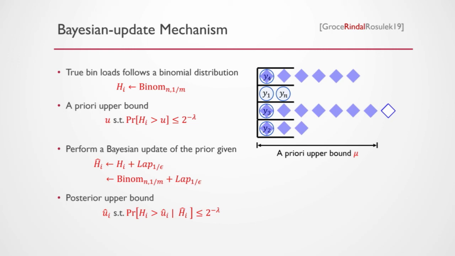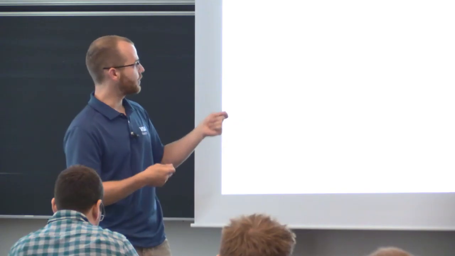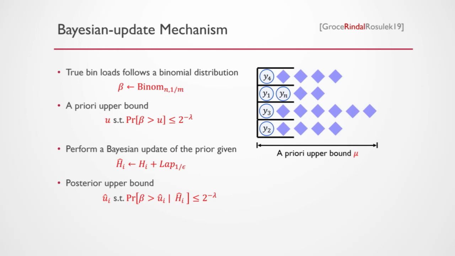And so for each bin, we update our prior to compute the largest number of items that could be in that bin with overwhelming probability. And what this allows us to do is have our updated priors be informed by the noisy Laplace samples, and all our estimates will be between the true number of items and the actual a priori upper bound with overwhelming probability.